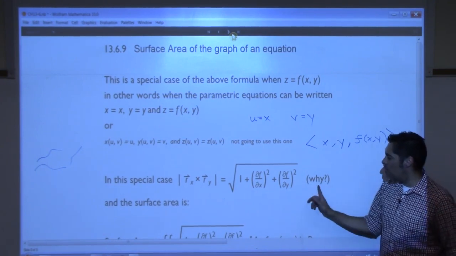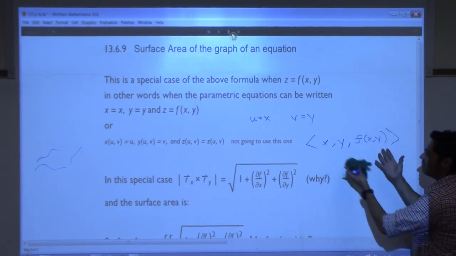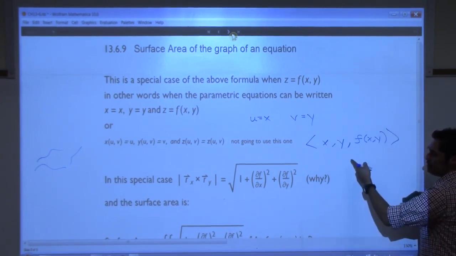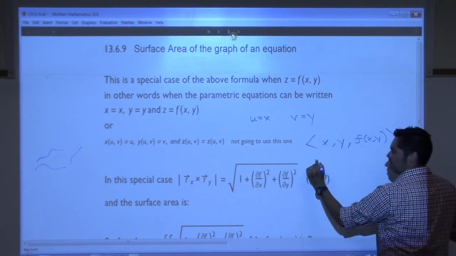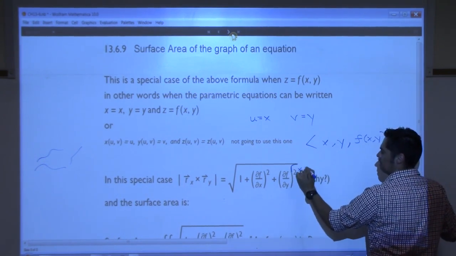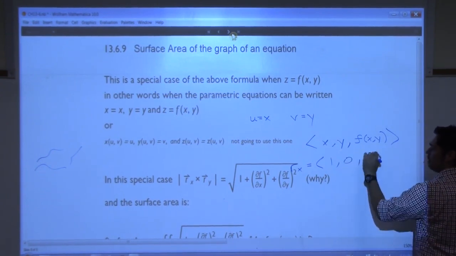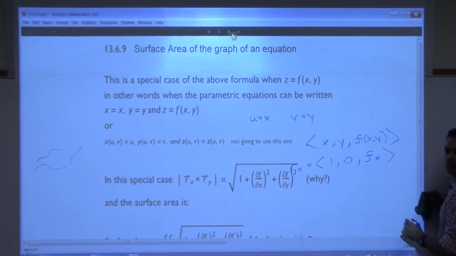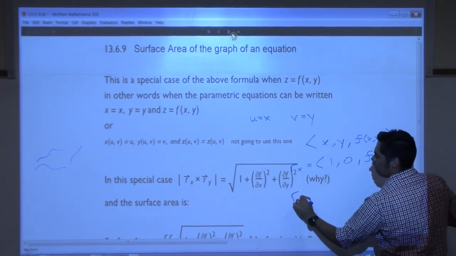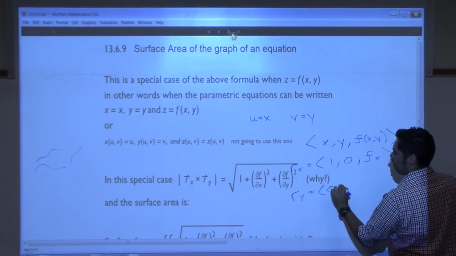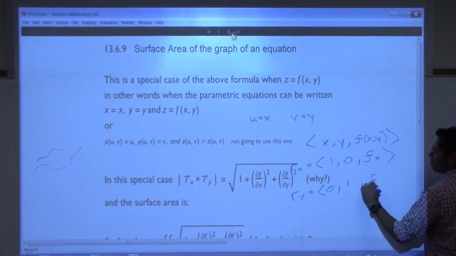I'm not going to do it here. You would have to take this and take the partial with respect to x. What would the partial of this with respect to x be? 1, 0, partial of f with respect to x, right? What would the partial of this with respect to y be? 0, 1, partial of f with respect to y.